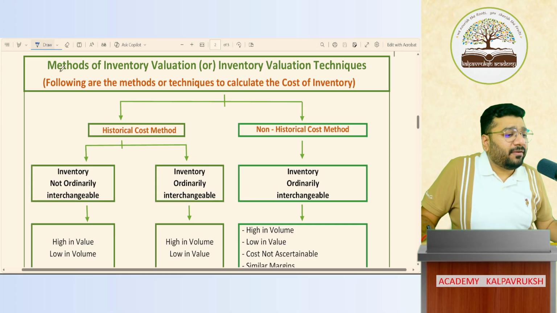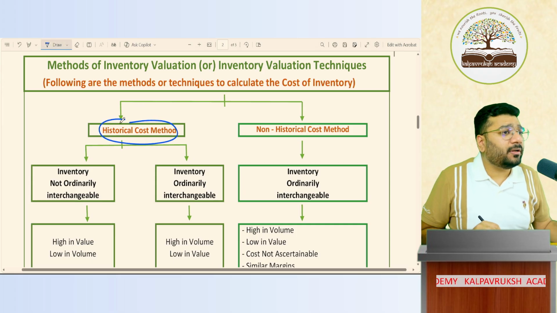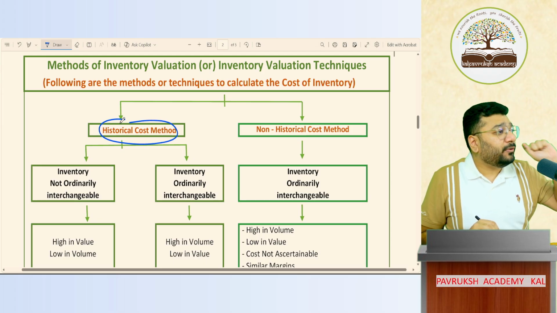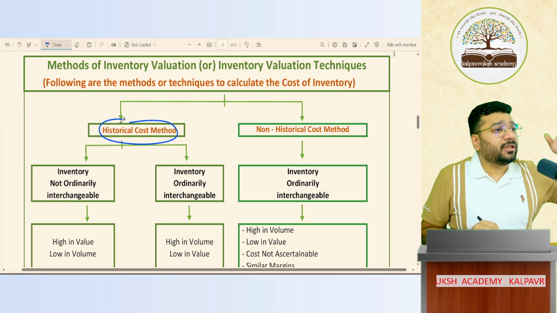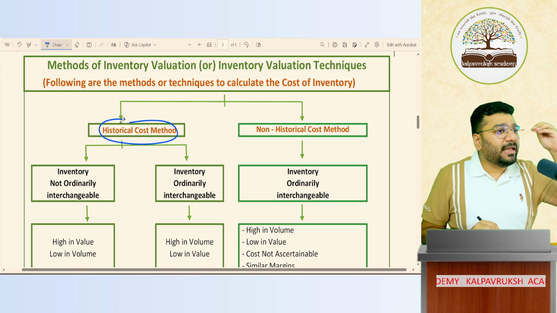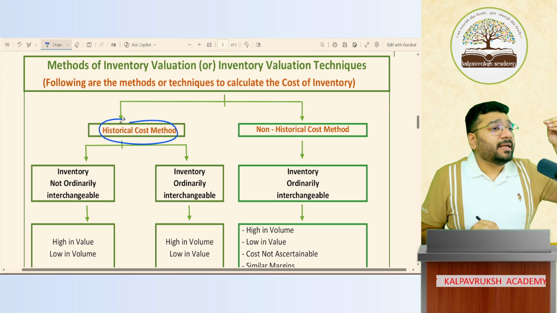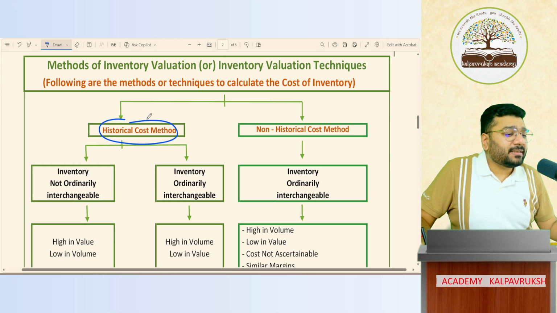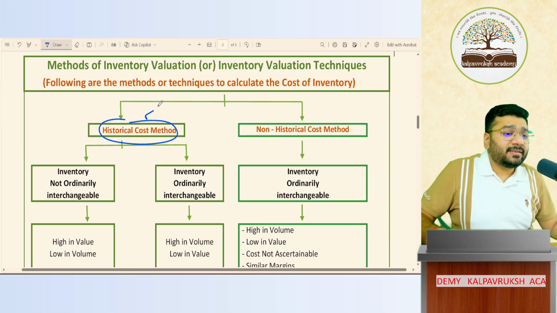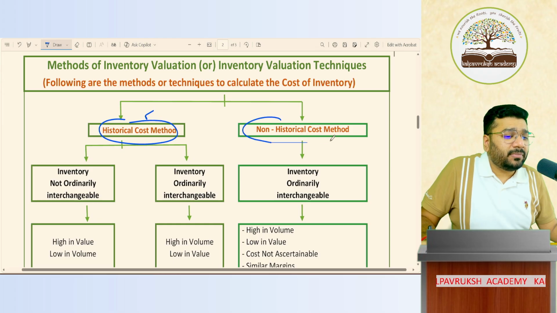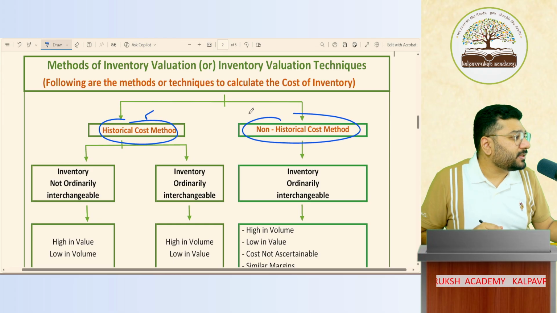Sometimes you will have historical data in hand. What does historical cost data mean? That while you value the inventory, you take into consideration the purchase cost of the asset. That is, the historical price, its acquisition price, if it is known to you, and on that valuation basis, if you want to value the inventory, we call it the historical cost method. In some cases, the historical data is not available. So as an alternative, they have suggested a technique called the non-historical cost method.